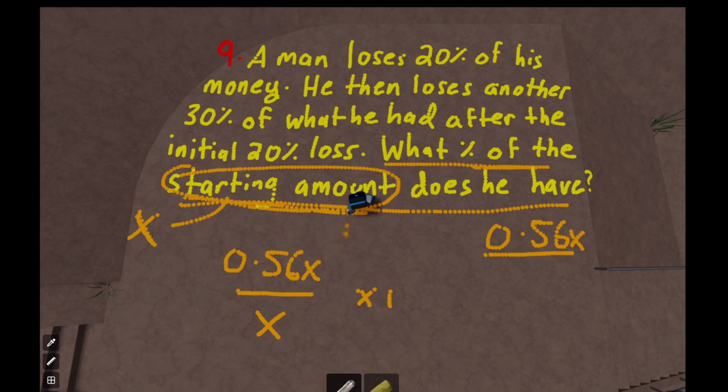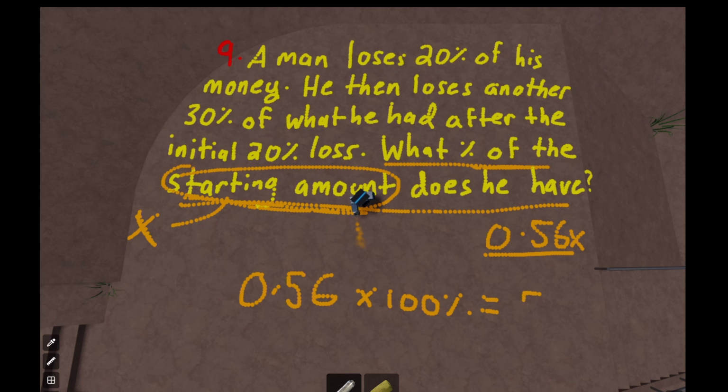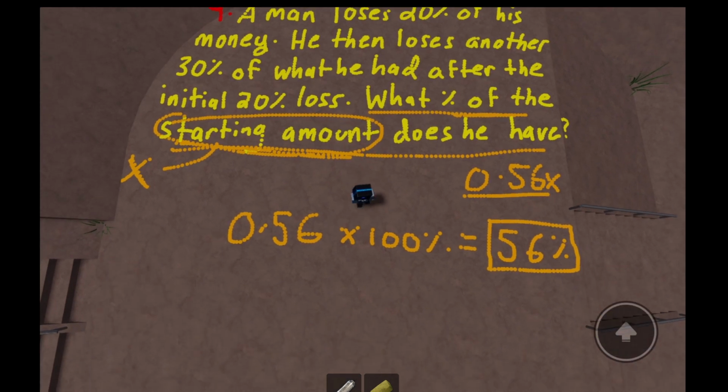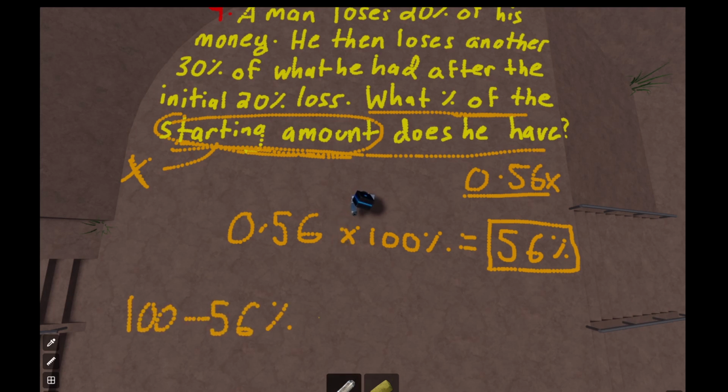And you multiply it by 100% to get how much money he has remaining. X and X cancel, so this is just 0.56 times 100%. And if you do that, that's 56% of his money remaining. So notice that this is not equivalent to a 50% loss. Instead, this is a 100 minus 56% equals a 44% decrease in his money. The reason that is not 50% is because the 30% decrease was on an amount that was smaller than X.